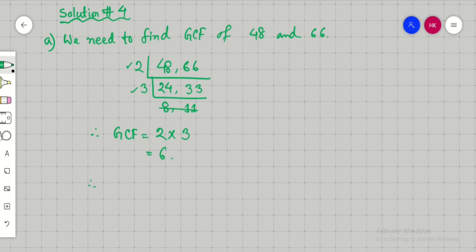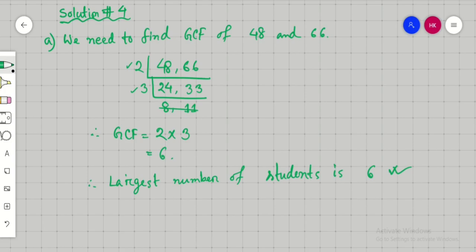So the largest number of students among whom the teacher can distribute red and yellow color pencils is 6. So the teacher can distribute red and yellow color pencils among 6 students. So this was the answer.